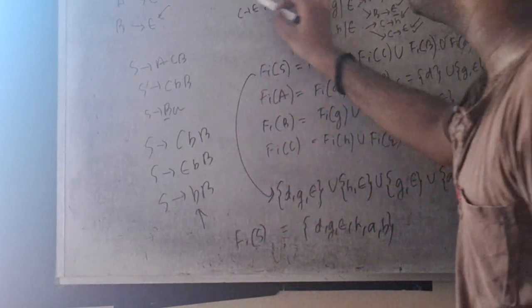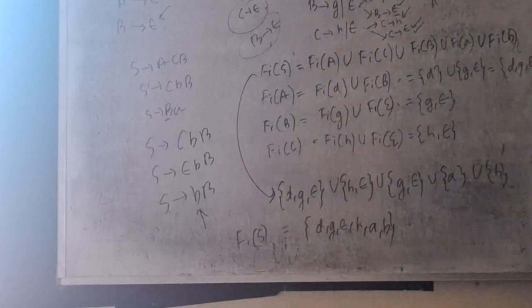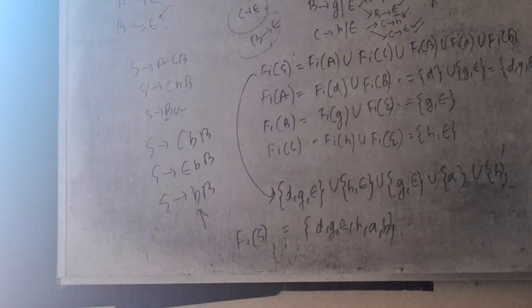So always, if you see something like this, C tends to null or B tends to null, do apply it in the production rule. That's what I wanted to say. D, G, epsilon, H, a, b. This is the first of S.